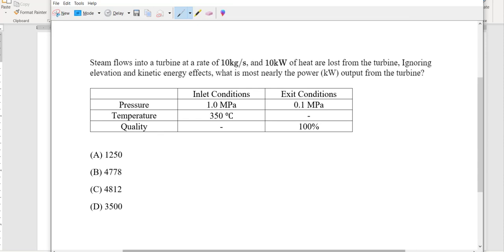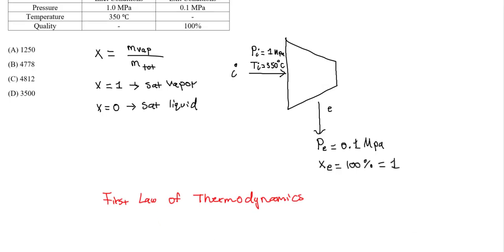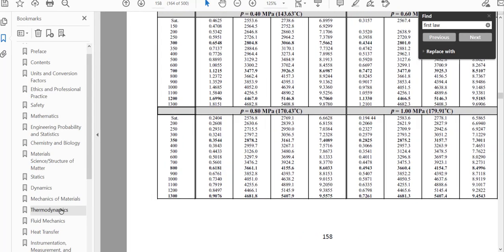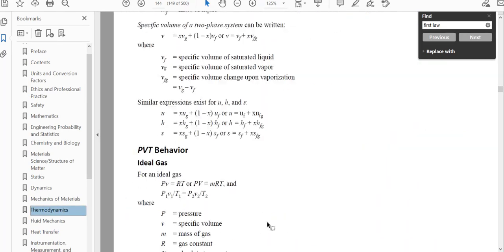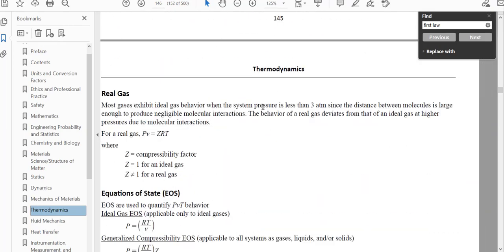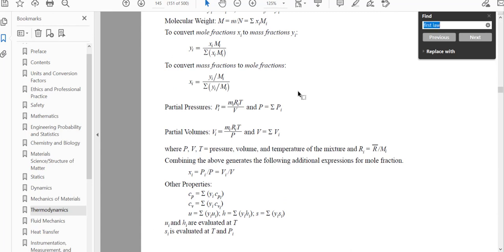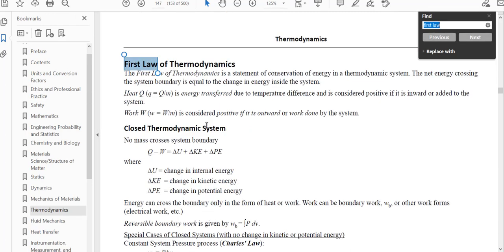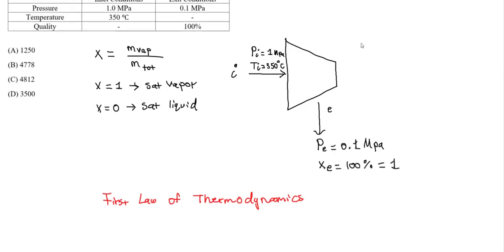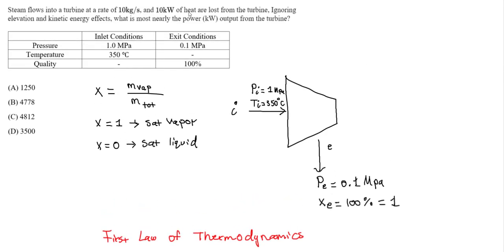I want to get used to using the handbook and using their equations specifically. So thermodynamics in the new FE handbook 10.0, if you go down, let's just do Control F, first law. First law of thermodynamics, we're told, is here. We know Q, heat, is energy transferred due to temperature difference and is considered positive if it's inward or added to the system. In this case, if we go back to our system, the turbine, energy is lost. So our Q dot is going to be out of the system, so it's going to be negative. So that's that for the heat.